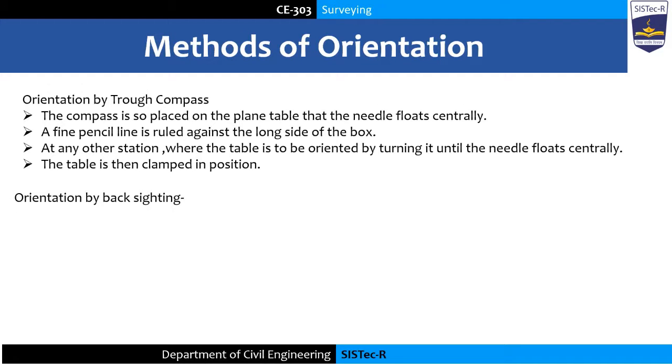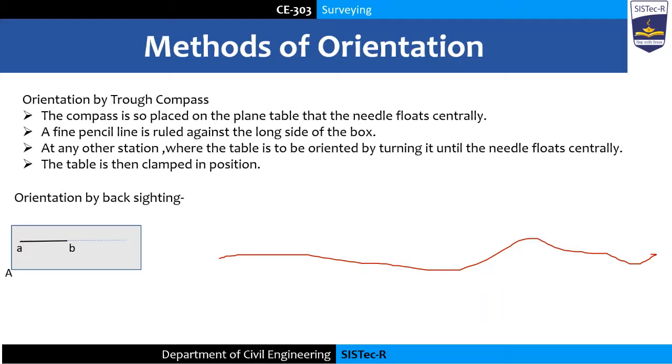Next is orientation by back sighting. Basically, what is back sighting? We sight the previous station, that means at the back, so that is called back sighting. Suppose I have drawn the line, this is the point A, and I have transferred this here on the sheet. So this point on the ground is capital A and on the sheet is small a.